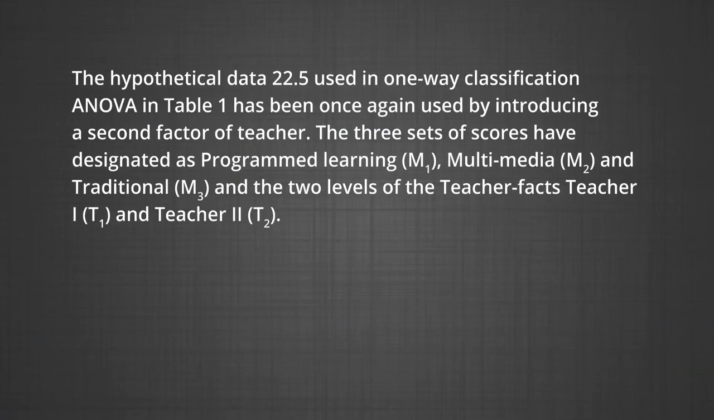This is a 3 × 2 factorial design. Depending upon the number of factors and the number of levels of each factor, several variations of the factorial designs are possible. In this module, only two-way or double classification analysis will be presented. The hypothetical data already used in one-way analysis of variance in Table 1 has been used once again, by designating a second factor of teacher. The three sets of scores have been designated as program learning M1, multimedia M2, and traditional method M3. The two levels of the teacher factor are teacher 1, that is T1, and teacher 2 as T2.